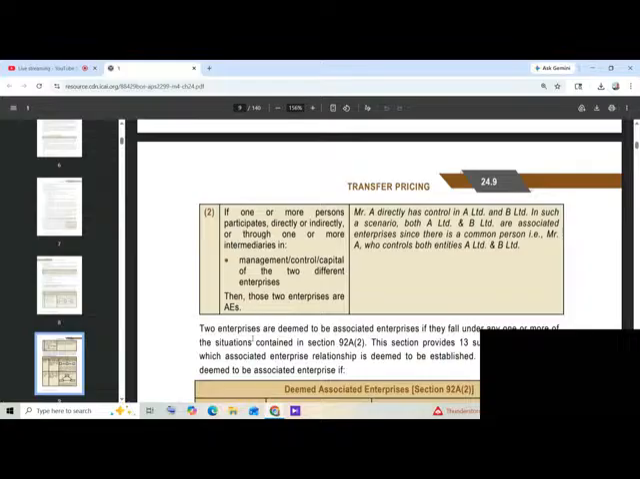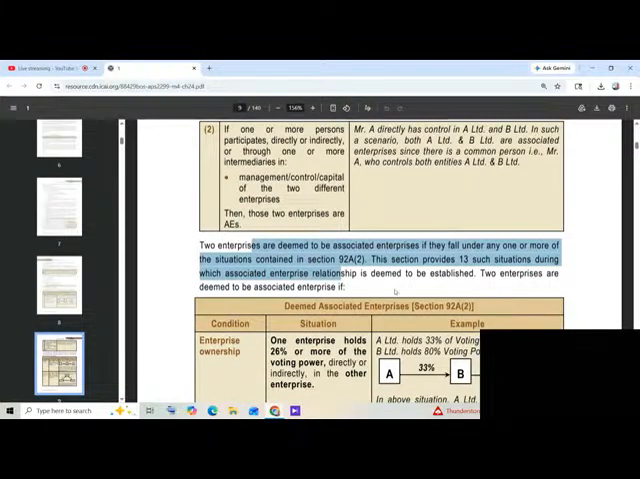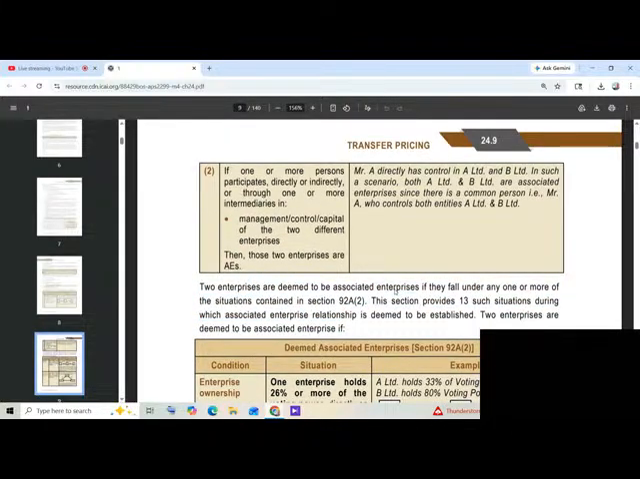If one or more persons participates directly or indirectly or through one or more intermediaries in management, control, capital of two different enterprises, then those two enterprises are associated enterprises. Example, Mr. A directly has control in A Limited and B Limited. In such a scenario, both A Limited and B Limited are associated enterprises since there is a common person, Mr. A, who controls both entities A and B Limited.